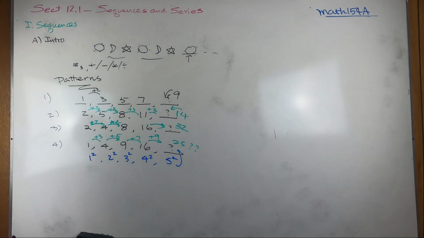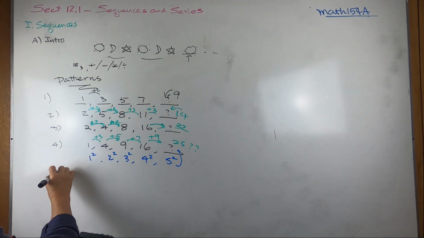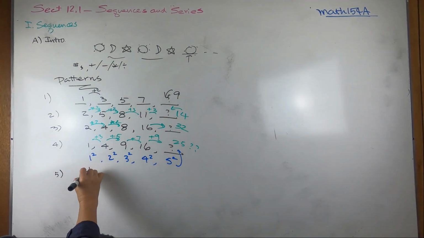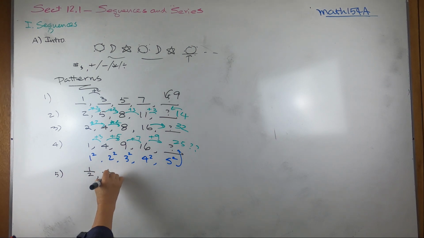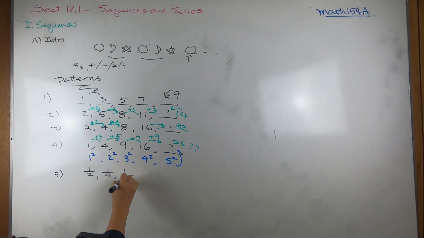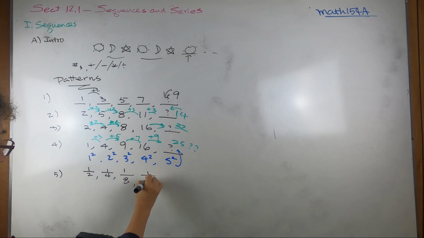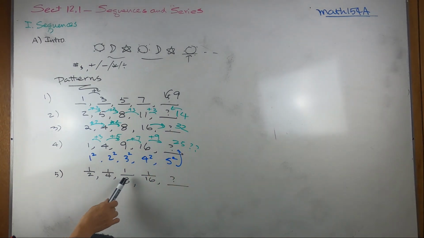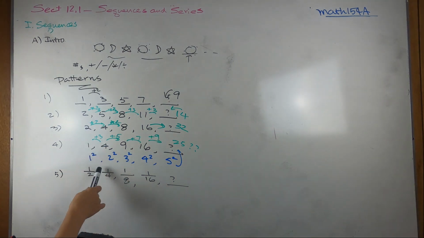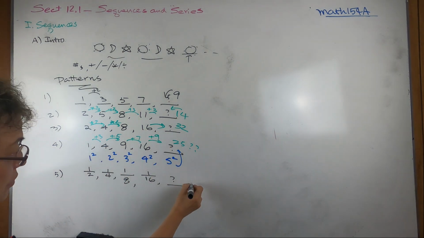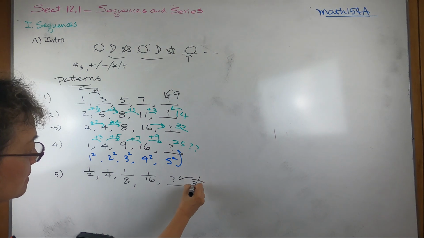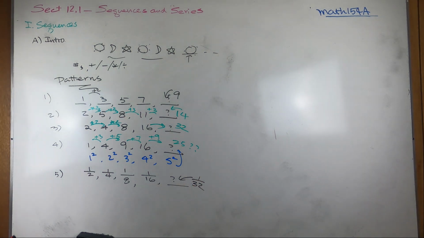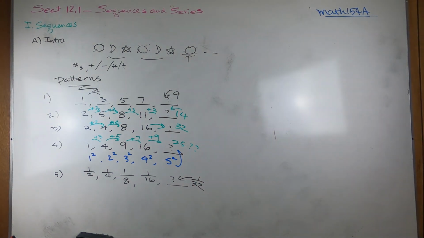And if we have this one, say 1/2, 1/4, 1/8, 1/16, what do you think the next one is? 2, 4, 8, 16, like this. But it is a fraction, so that would be 1/32. That's how we look at it.